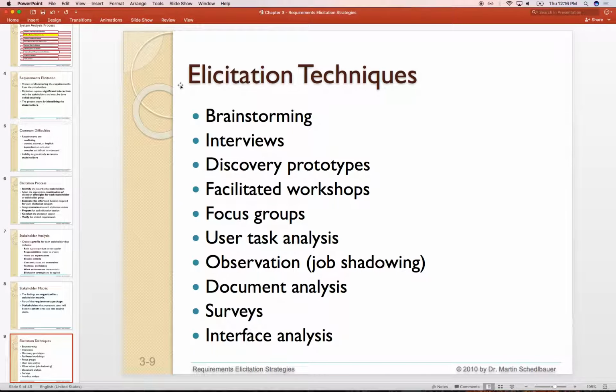So here's just a partial list of the techniques that can be used, and we're only going to touch on a few of them, but some of the more common ones. But certainly interviews by far is the most common one, right? Let's just talk. Right? Let's just meet and have a conversation, a one-to-one conversation.